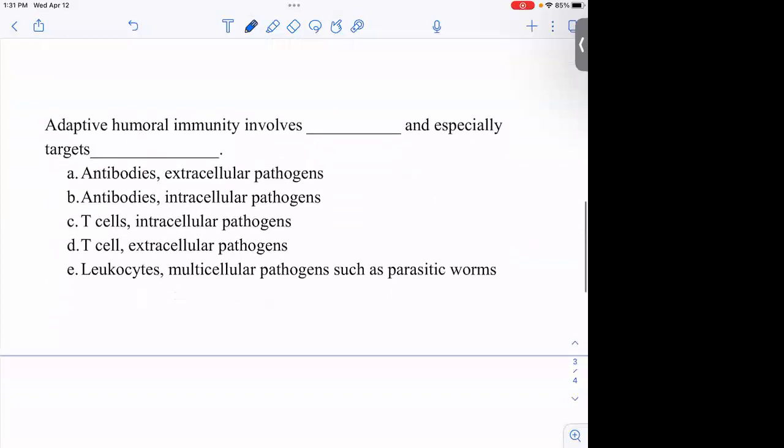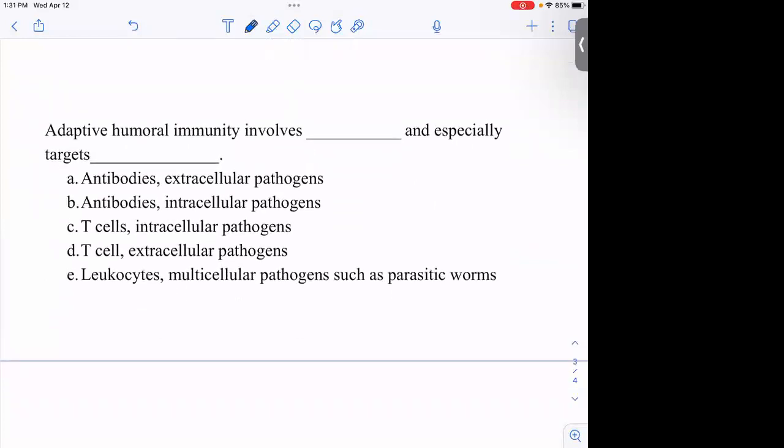And then the second one: what is adaptive, what is humoral, what is cell mediated? Right, so adaptive humoral means the body's humors. So that's the antibodies that are in the bloodstream. Humoral immunity involves antibodies and especially targets those extracellular pathogens, so things that are outside of the cell. An intracellular pathogen would be inside of the cell and would have to get presented by the MHC1 for the T cells to recognize it.